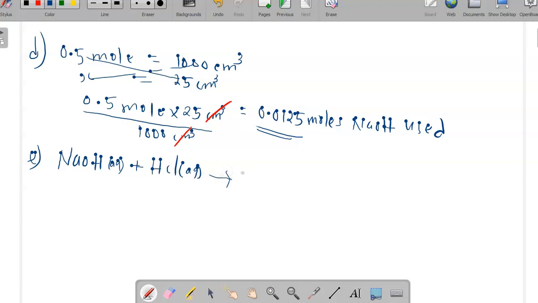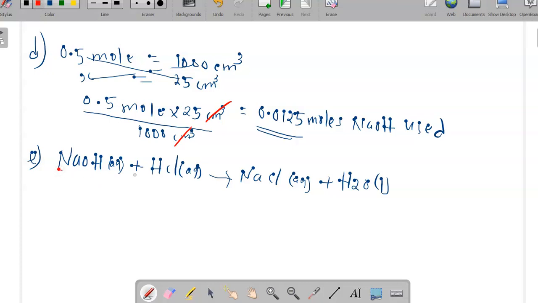Okay, sodium chloride aqueous plus water. This is a reaction between acid and base, a neutralization reaction. So let us balance it.